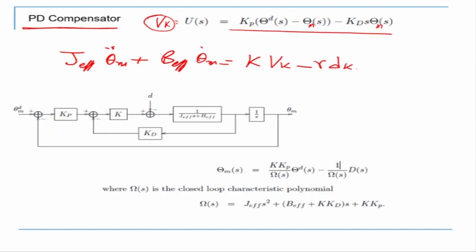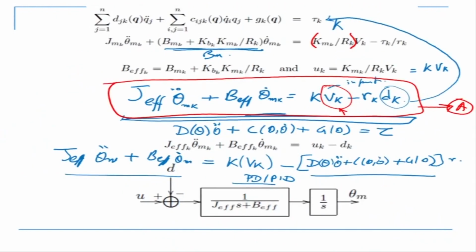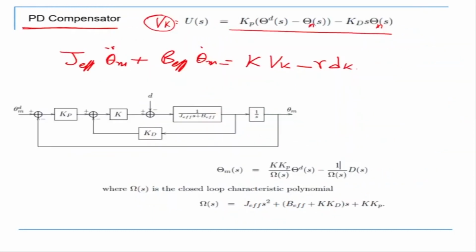Now if it's a reducing gearbox or an increasing gearbox, it can be r into dk or dk by r. What did we write? Have a look to have conformity with what we are writing. It is tau L by r, so we can simply write it as tau L by r in all cases. So this will become dk by r. So here also it becomes dk by r.